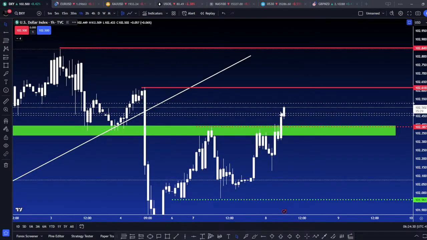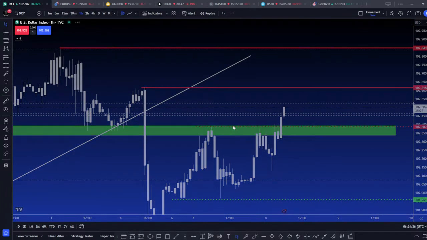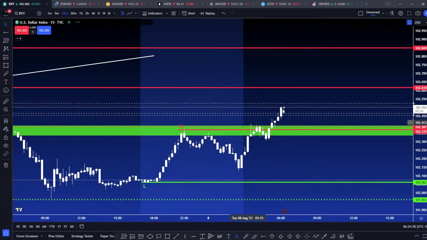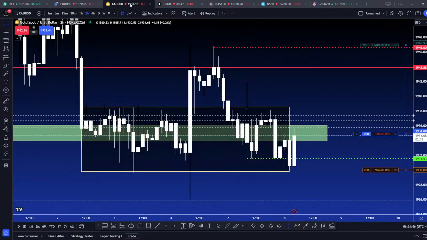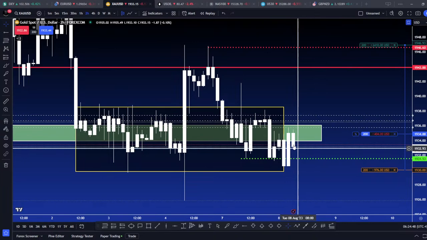Back over to the dollar. So only one alert of it rising has gone off. And if we look at it on a lower time frame, okay, yep, looks like we want to push further. So let's see again. If the dollar's rising, then gold should be falling. All right, it is now.